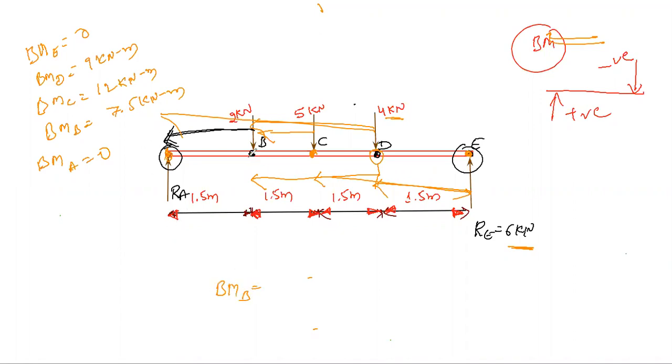Bending moment at point B is nothing but this 6 into the distance is 4.5. Next minus 4, this 4 into this perpendicular distance is 3. Next minus this 5 into 1.5. 5 into 1.5 all together. So how much? 6 into 4.5. This is 27 minus 12.